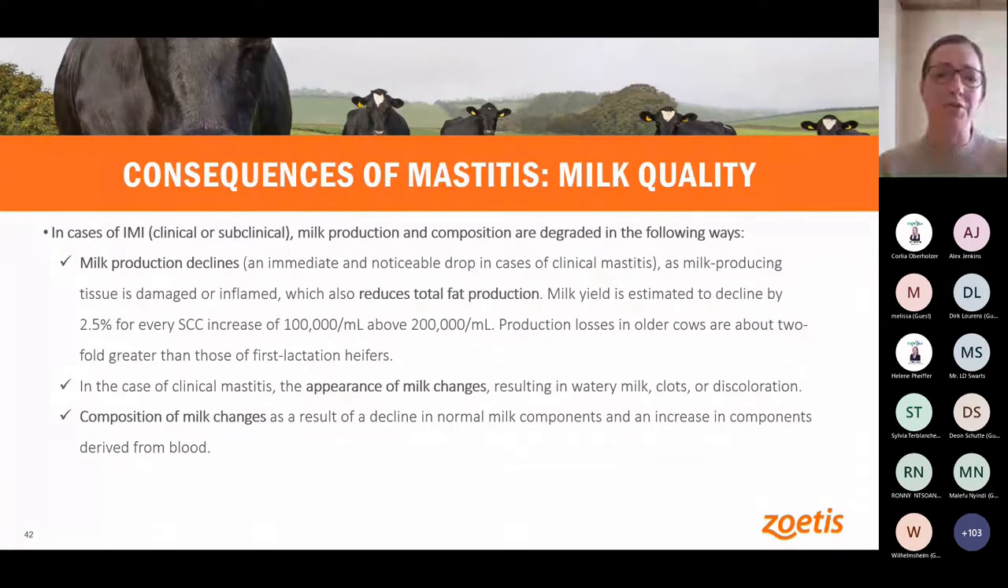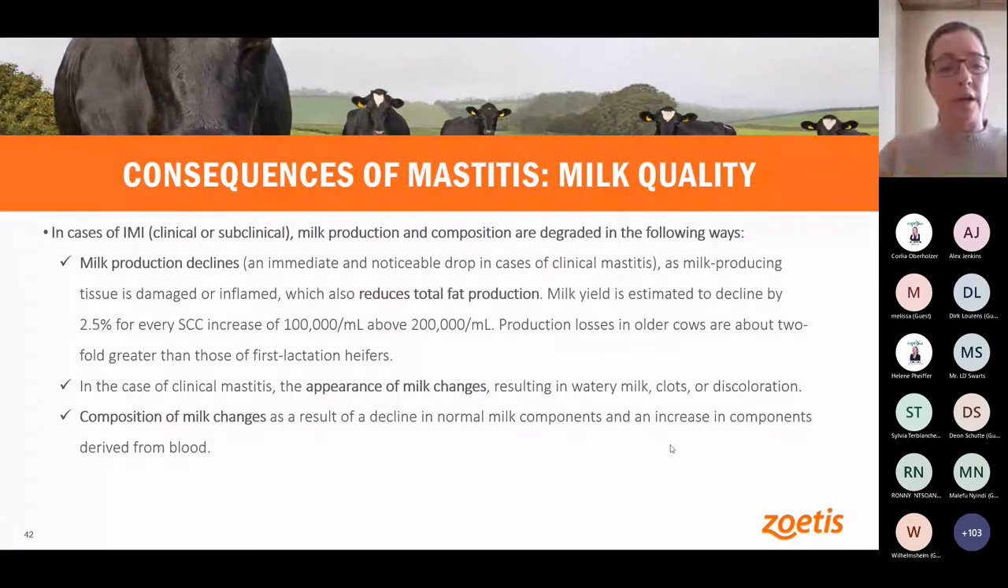Talking about the milk production drop, it can also reduce the total fat production, right? And then interestingly, they've seen that milk yield can decline by 2.5% for every somatic cell count increase of 100,000 cells per mL above 200,000. And you can just imagine, because your older cows are the ones with higher production, if they are losing production, it can be twofold greater than those first lactation heifers.